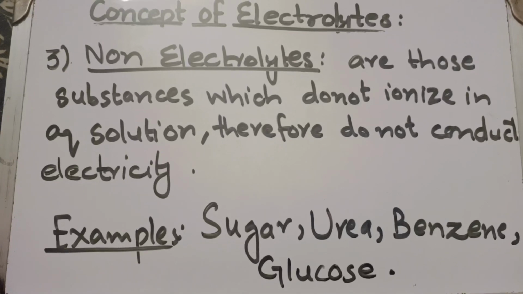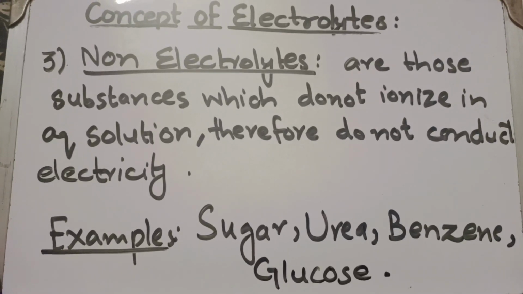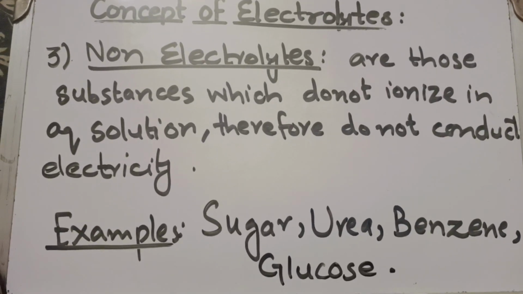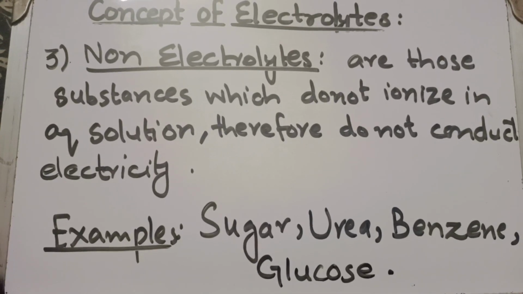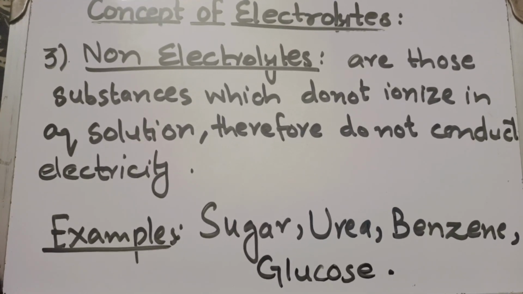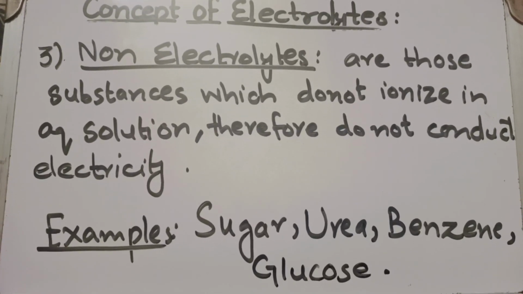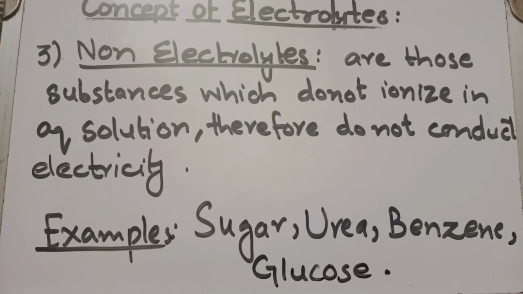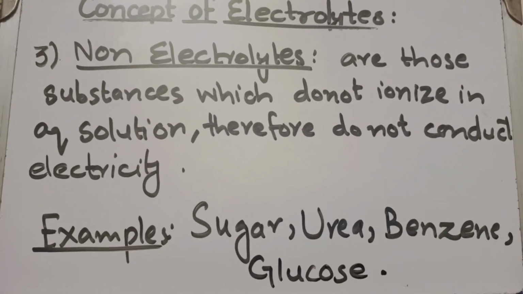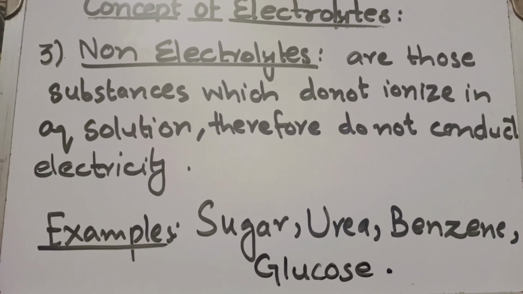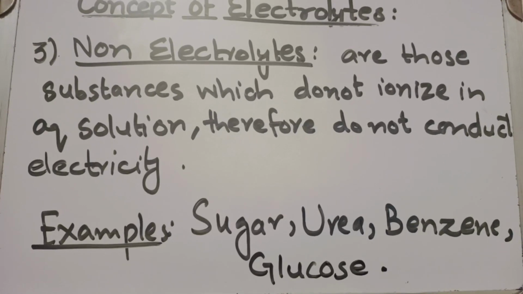The third category is non-electrolytes. Non-electrolytes are basically those substances which do not ionize or dissociate in aqueous solution, therefore they do not conduct electricity. For example, sugar, urea, benzene, glucose. These all do not dissociate, that's why they are non-electrolytes.